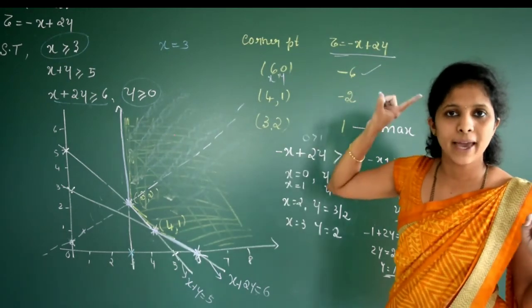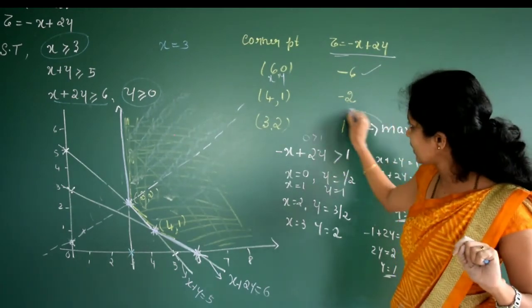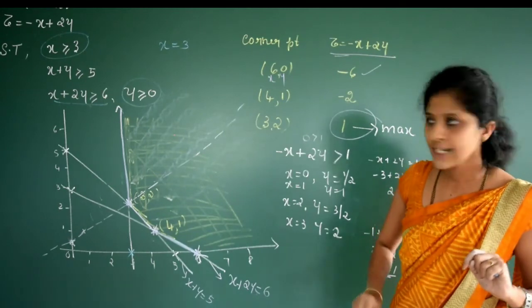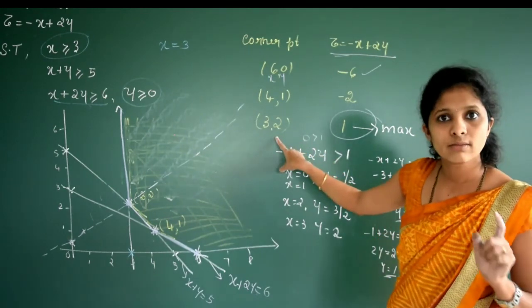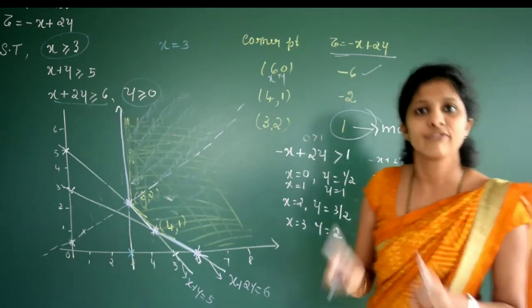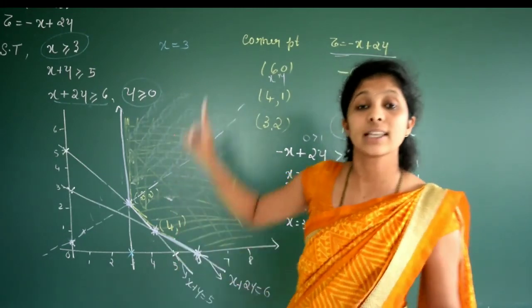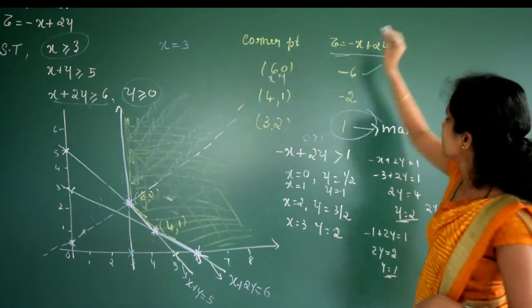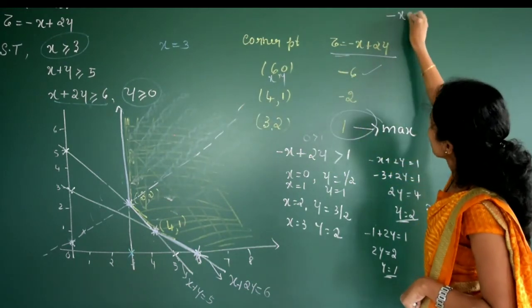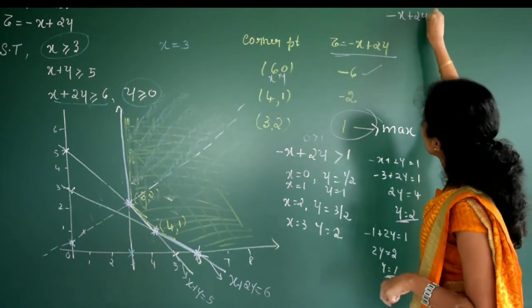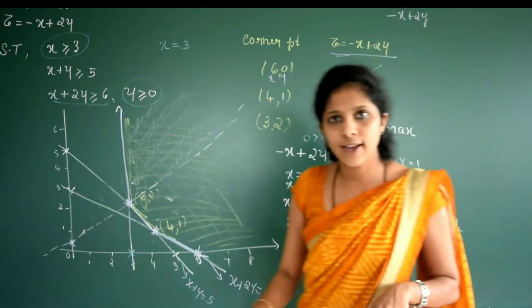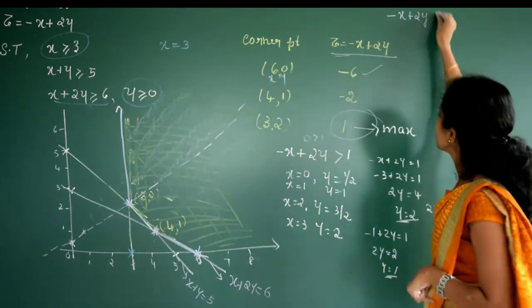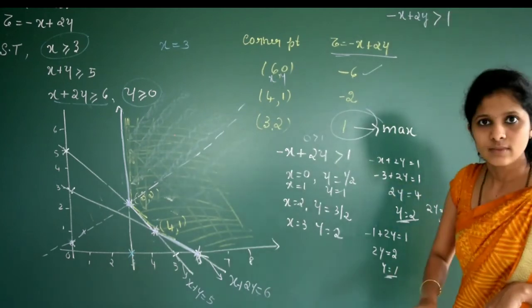We need to find the maximum value, right? What is the maximum value here? 1, right? So 1 occurs at the point 3, 2. Since the graph is unbounded, directly we cannot say this is the maximum value. We need to draw the graph, right? What is the graph now? It is -x plus 2y. We are finding the maximum value. As I told you, this should be greater than 1, right?